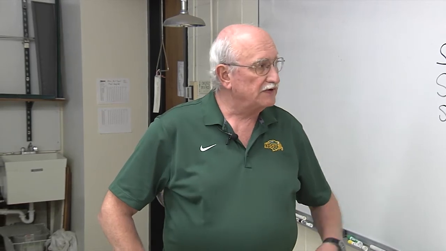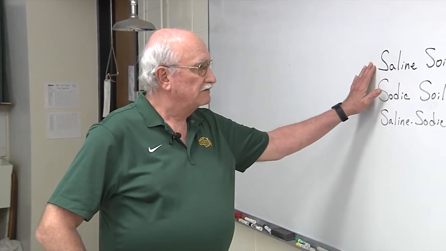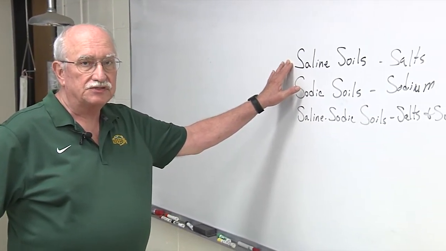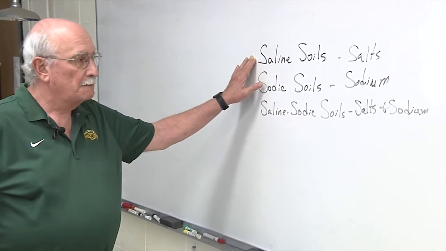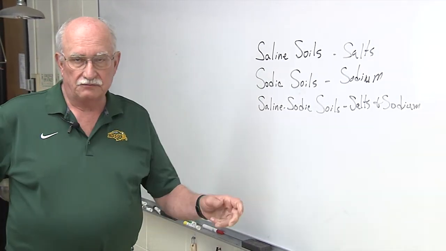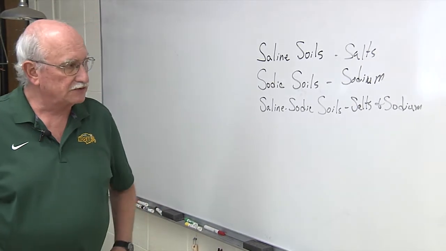Now, an area where tile drainage is very useful is to remove excess water. We've got some problem soils. We've got three different types of soils that we find. We've got saline soils. These are soils that are affected with salts, and this is usually shown by a white crust on the surface when they're dry.